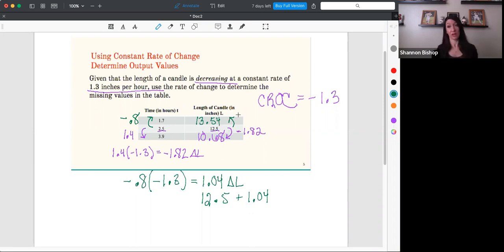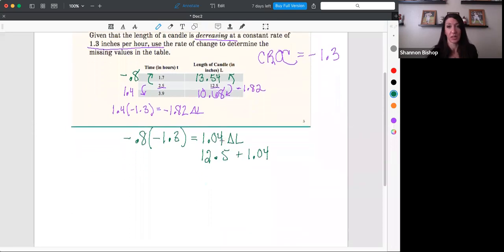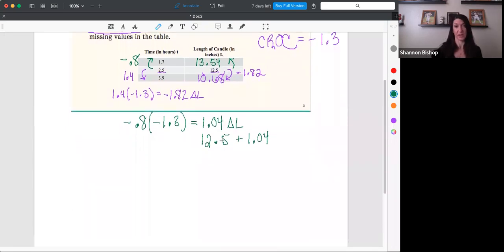And again, when you think about it, it makes sense because of course the length of the candle at 1.7 hours is bigger than it was at 2.5 hours, because the candle has been decreasing over time. Okay, so then, like I alluded to earlier, a lot of times what you're going to need to find is the vertical intercept in order to write a function. And remember that the vertical intercept is always paired with 0.